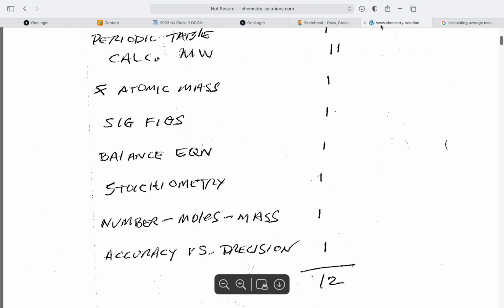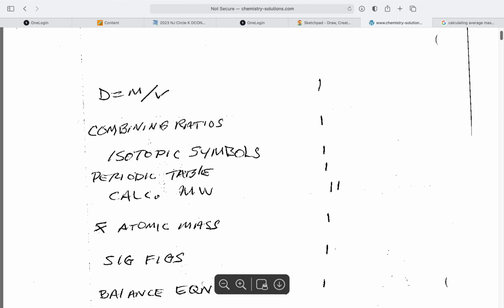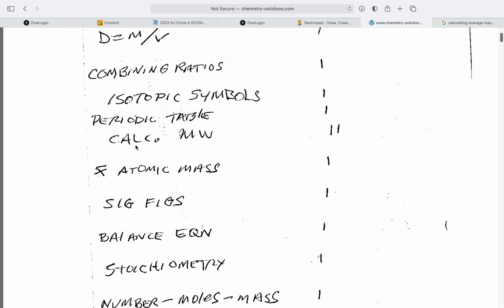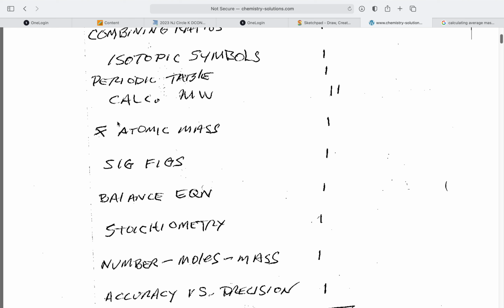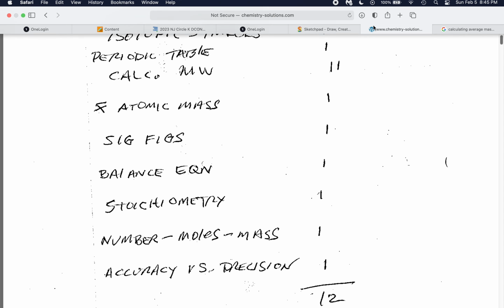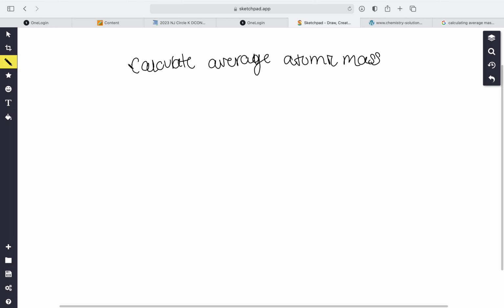Just to go over what we have gone over so far: density, combination ratios, isotopic symbols, and the periodic table. Calculating molecular weight we will go over in a future video. Average atomic mass is what we're doing today. Sig figs we've gone over. We still need to go over balancing equations, stoich number moles mass, and we have gone over accuracy and precision. So we are slowly but surely getting there. We are definitely about halfway through, I would say.